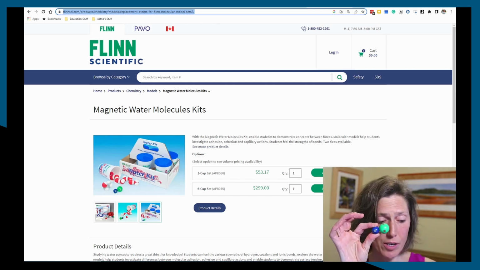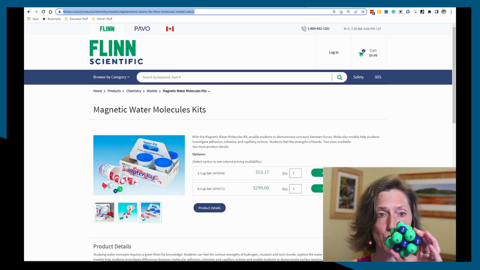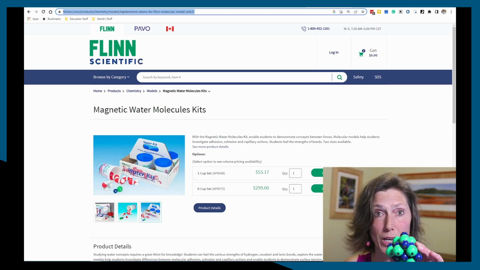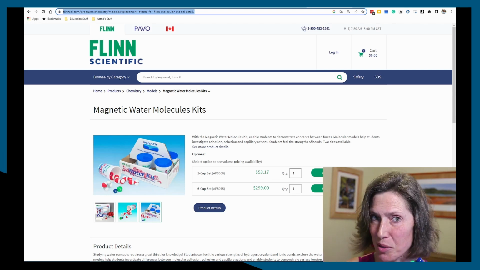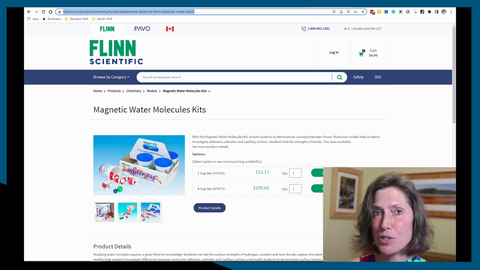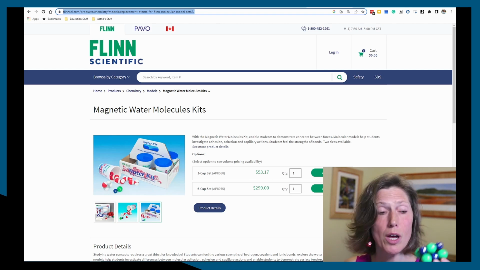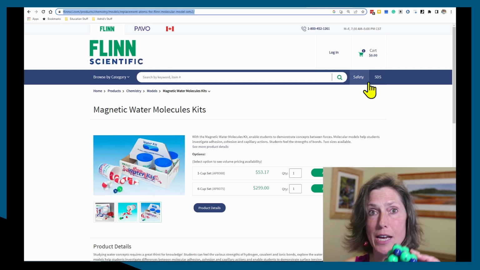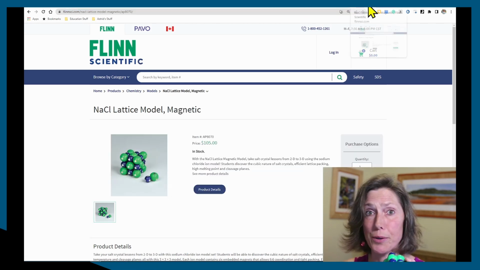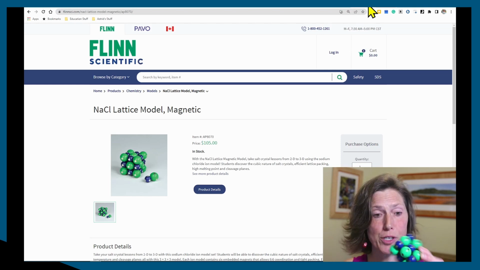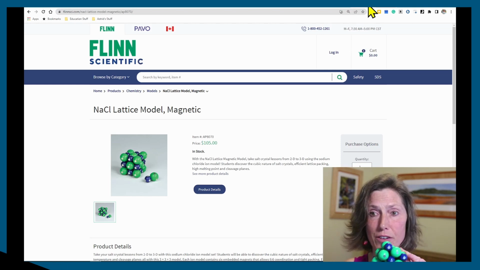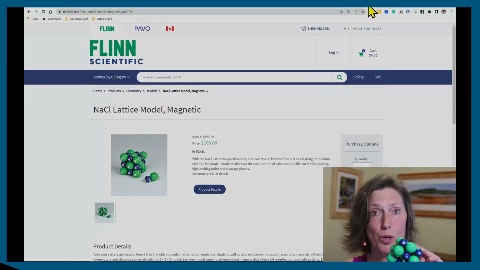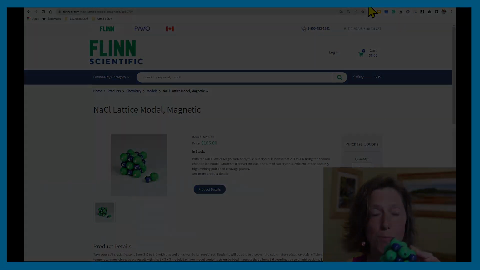I love these. You can even order a separate model that gives you more of these sodium and chloride magnets, not necessarily reflecting the intermolecular forces that we talked about in this video, but certainly emphasizing other types of bonding, such as the ionic bonding that's modeled here. This website shows you where you can find on Flinn Scientific the sodium chloride crystal lattice model.